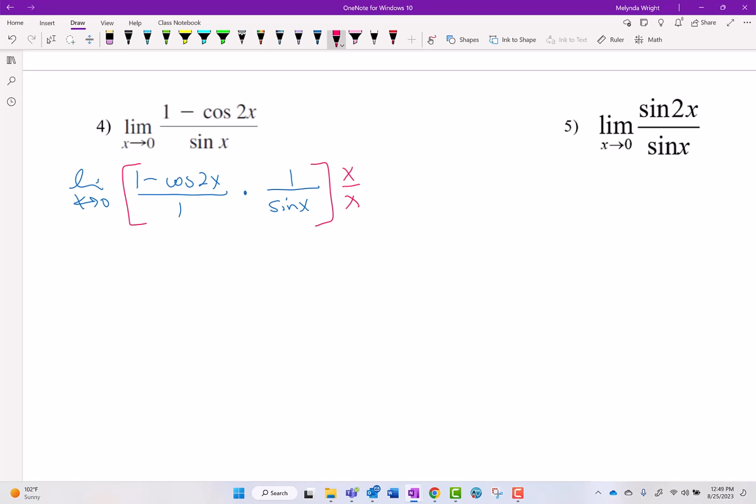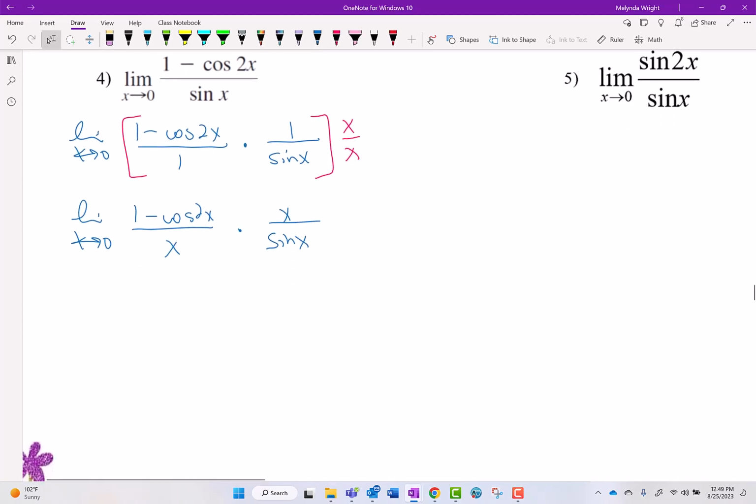Again, this is not the only way to solve this. So I've got the limit as x goes to 0 of 1 minus cosine 2x, and this is all multiplying together, right? All multiplying. It doesn't really matter the order I do it in. And so I've got what I want. Just to make things easier and clearer for us, I'm going to split this into two limits. So the limit as x goes to 0 of 1 minus cosine 2x over x times the limit.